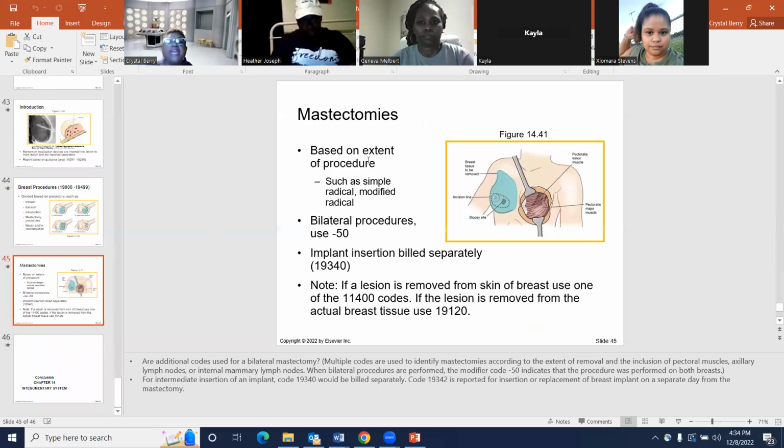Mastectomies, based on extent of procedure, such as simple, radical, modified radical. Bilateral procedures use modifier -50. Implant insertion billed separately. So this is all of the information.